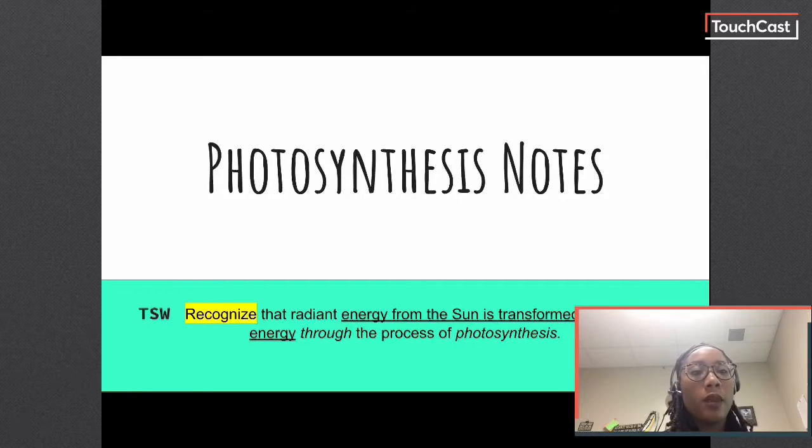Alright, so TSW, you will recognize that radiant energy from the sun is transformed into chemical energy through the process of photosynthesis. What I need you to remember is back in 6th grade and even earlier this year in 7th grade, you talked about energy transformations, how a certain type of energy can convert into another type of energy. And plants are organisms just like we are.